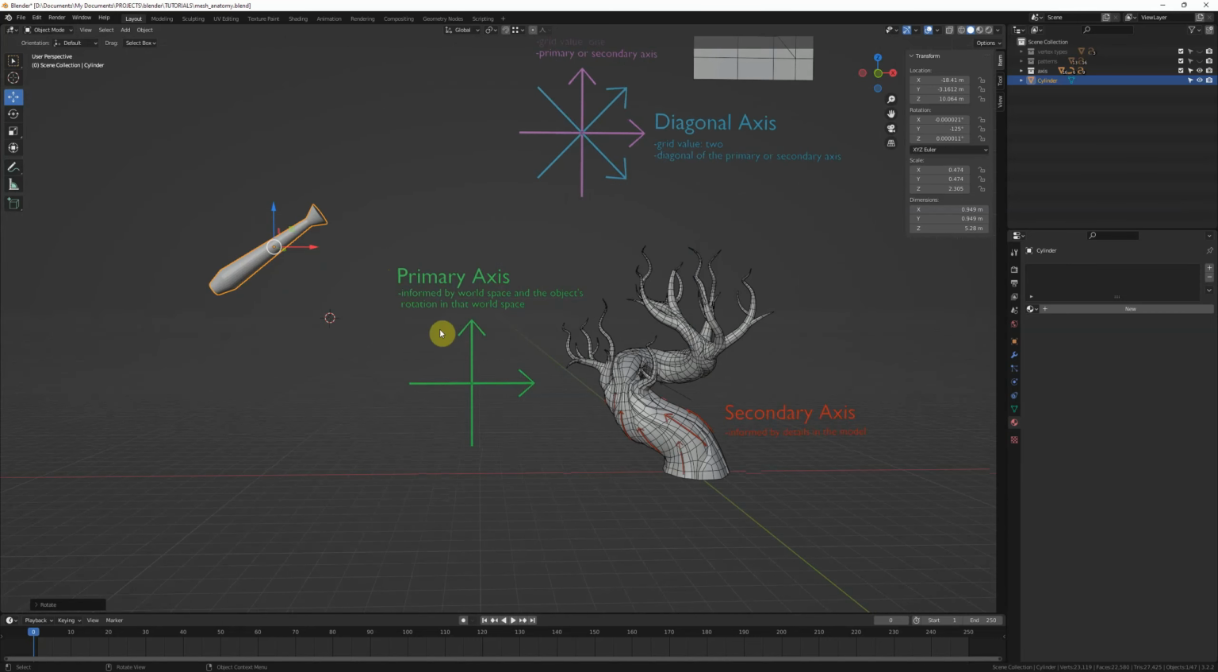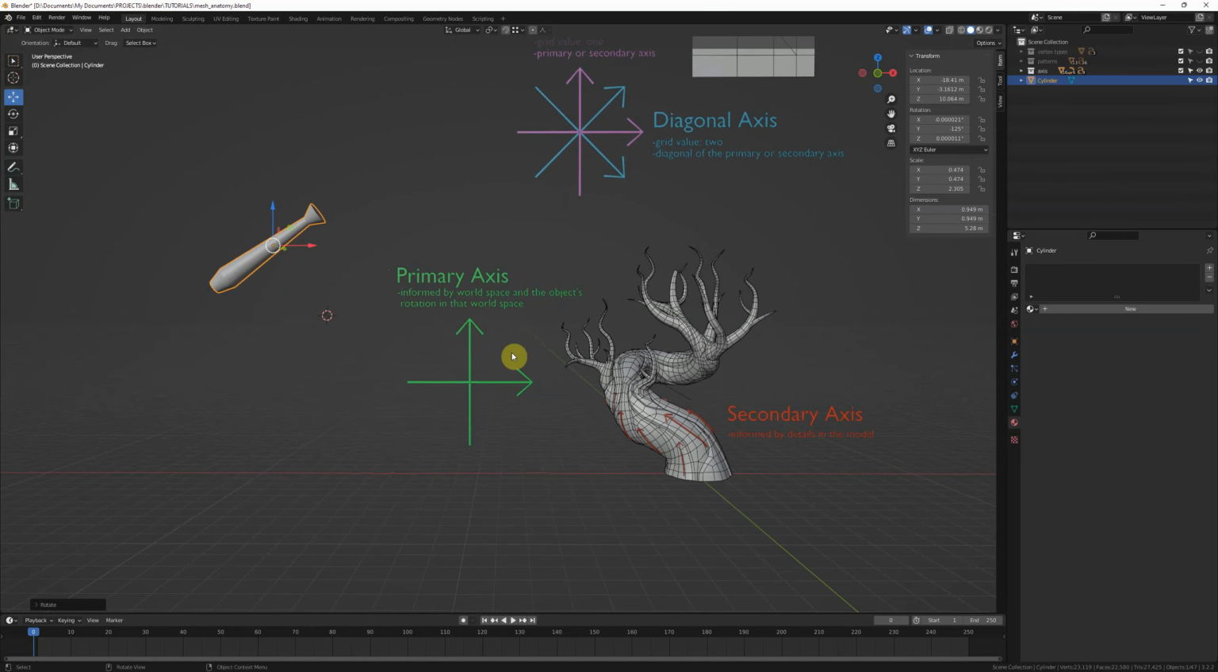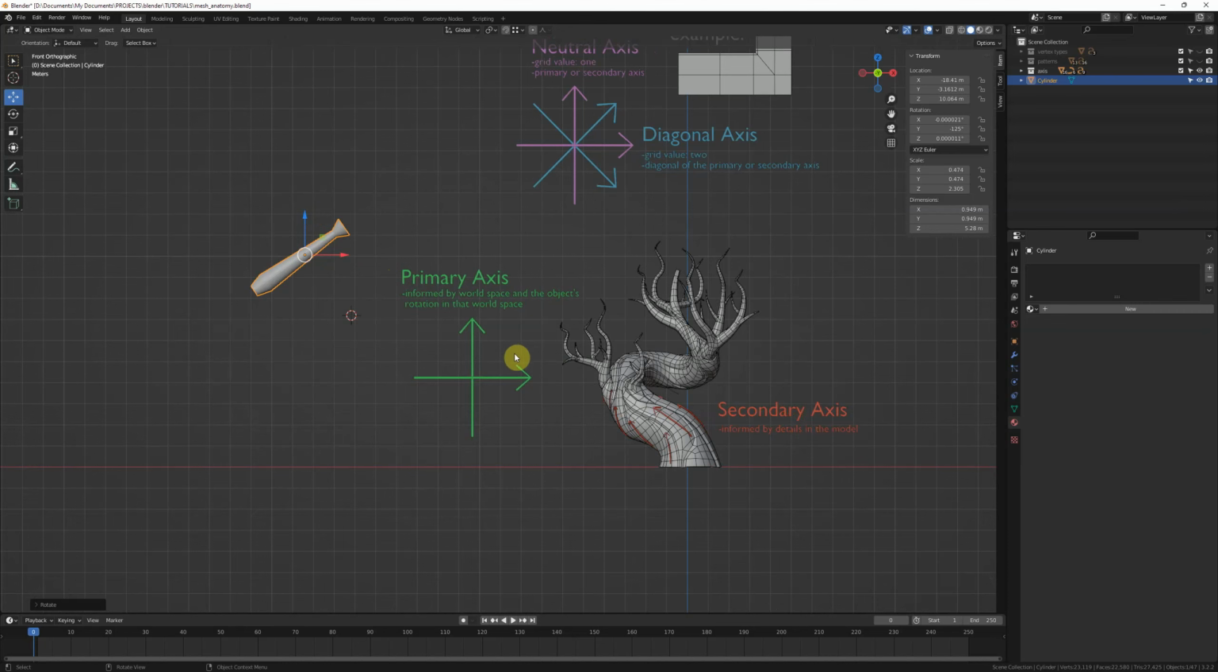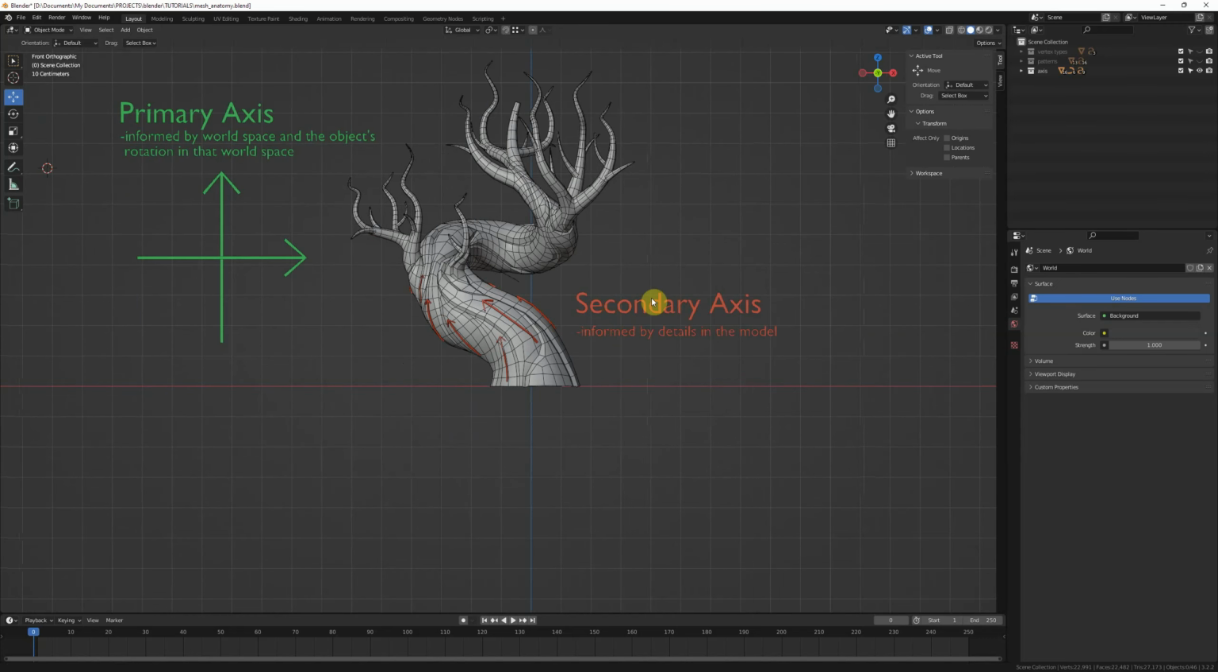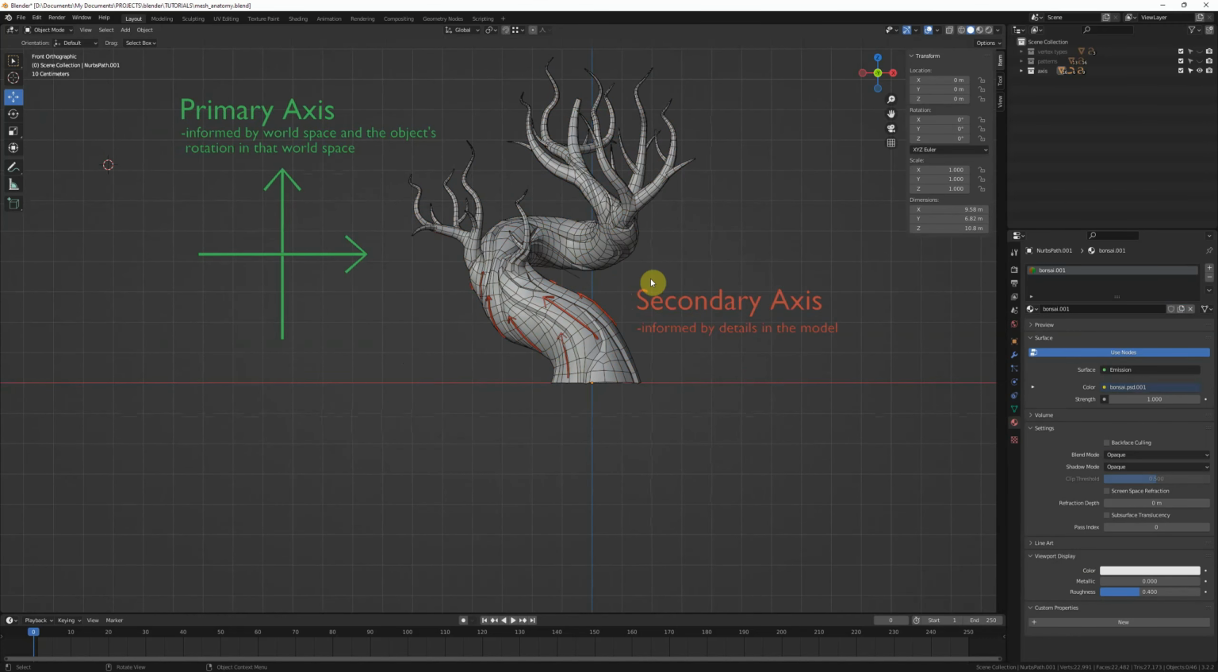But most of the time when you build things, you build it neutral. So like 99% of the time, your primary axis is going to relate to your scene. So I just want to make that little distinction. And then the secondary axis is informed specifically by the details in your model, and it will change. Basically, the secondary axis can potentially change every time there's an anchor edge.